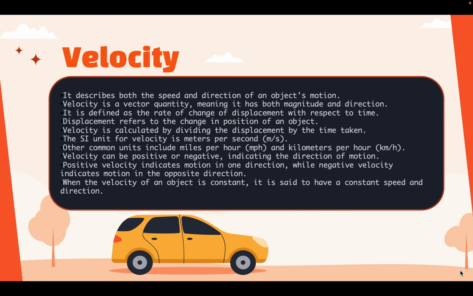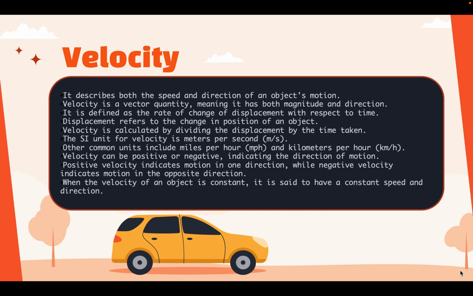It describes the speed and the specific direction an object is moving. Velocity is calculated by dividing the displacement, which is the change in position, by the time taken. The SI unit for velocity is also meters per second. Unlike speed, velocity can be positive or negative. A positive velocity indicates motion in one direction, while a negative velocity indicates motion in the opposite direction.